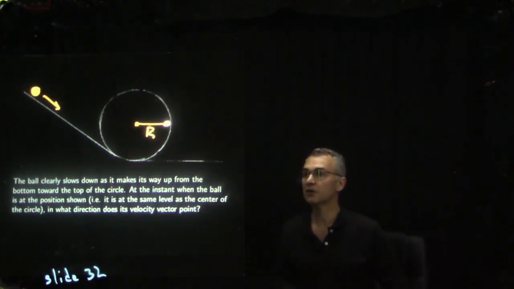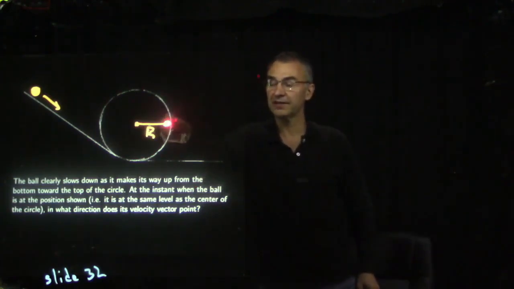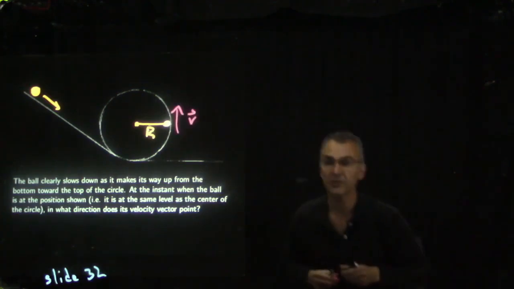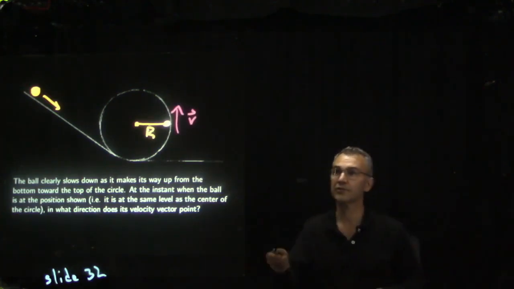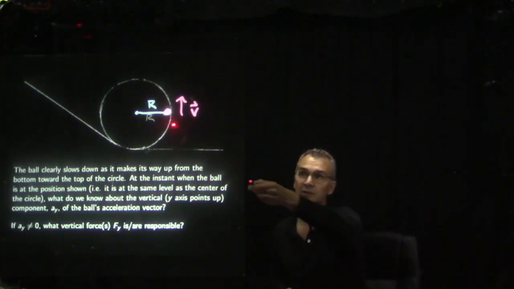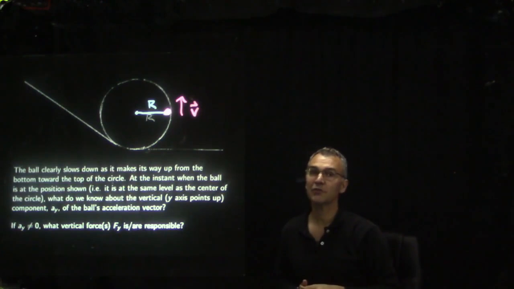So at the instant when the ball is at the position shown, here's the center of the hoop. When we're over here at the 3 o'clock position, what direction does the ball's velocity vector point? Well, I think it points up because for circular motion, the velocity is always tangent to the circle. So at the instant shown in this picture, when the ball is at 3 o'clock, we know the ball is moving upward and we know the ball is slowing down.